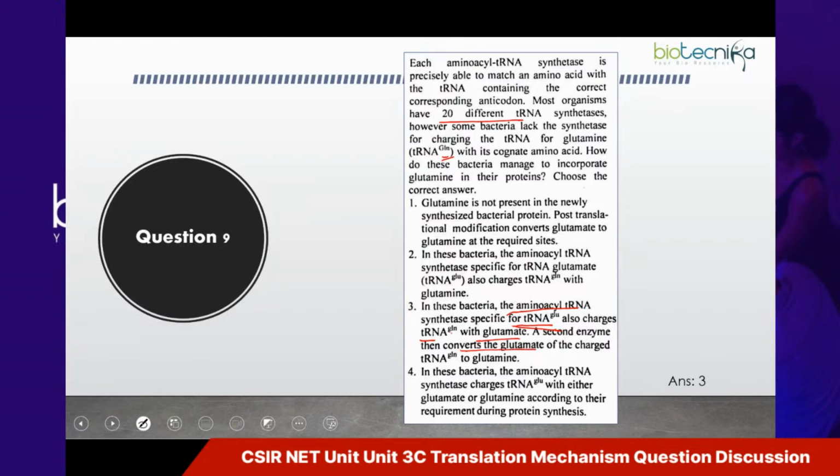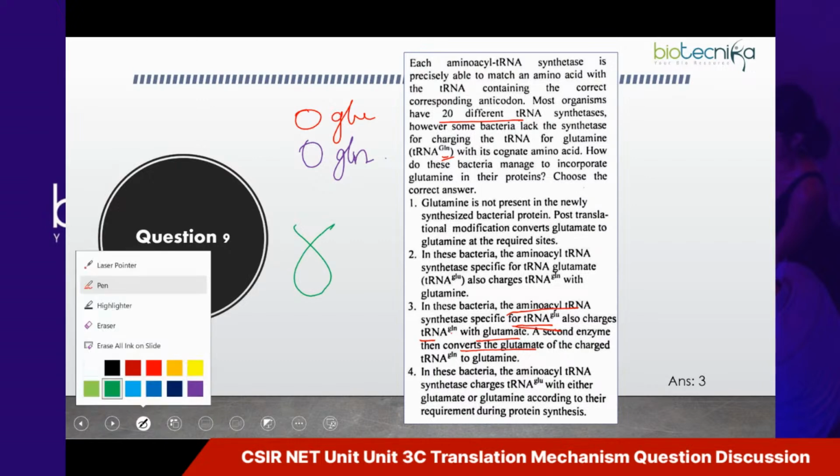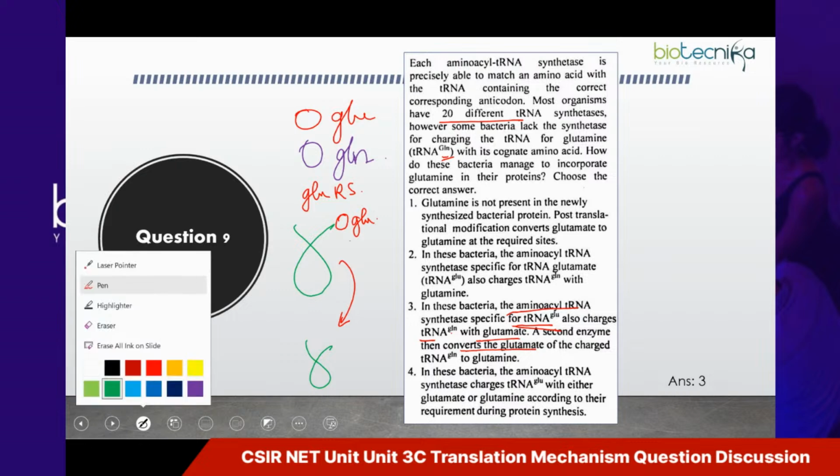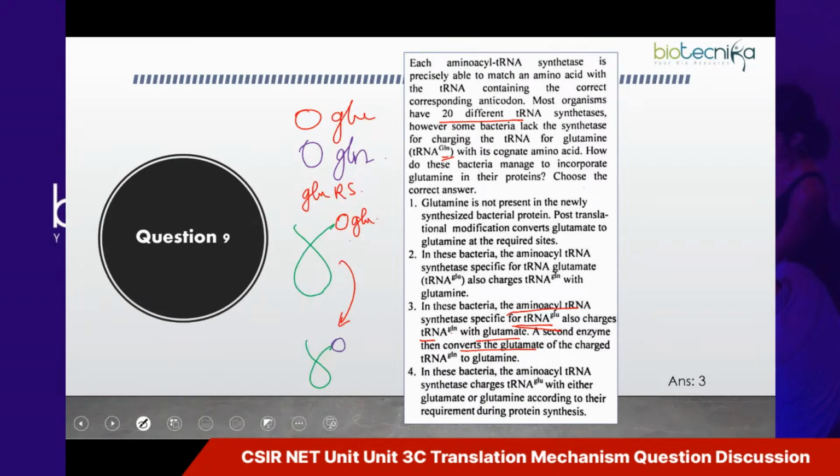Suppose this is glutamate and this is glutamine. If this is your tRNA, it will first be charged with glutamate by the glutamyl tRNA synthetase, and then by an extra enzymatic step, this glutamate will be converted into glutamine. So this is how it happens.